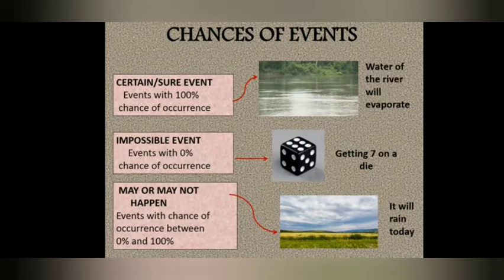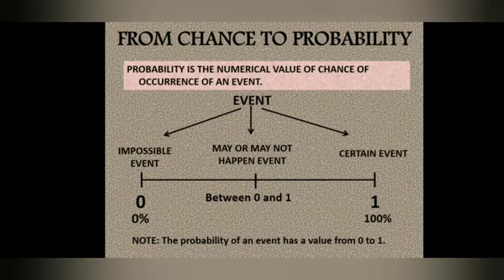See, children, the third is the may or may not happen event. Take for example the rain. It will rain today. This statement may or may not be true. Such kind of events occur with a chance between 0% and 100%. From chance to probability: probability is the numerical value of the chance of occurrence of an event.